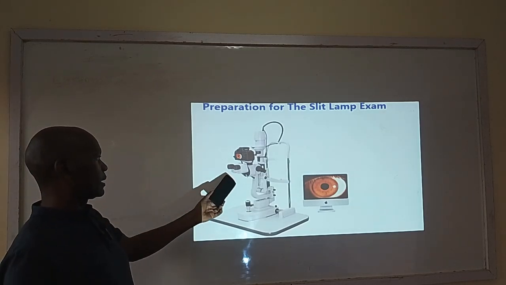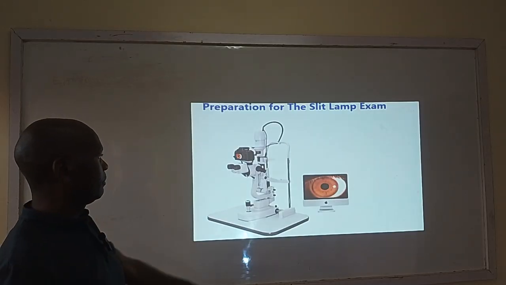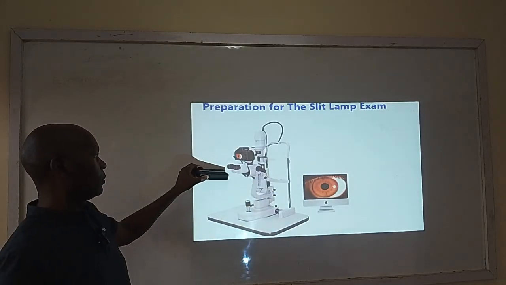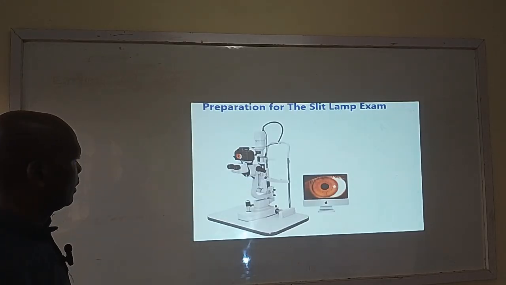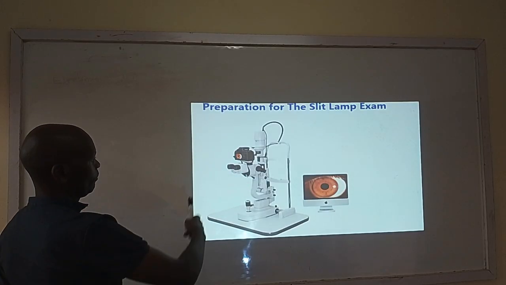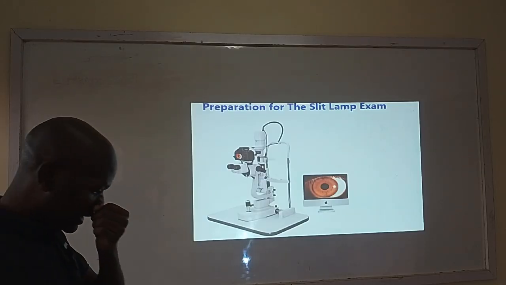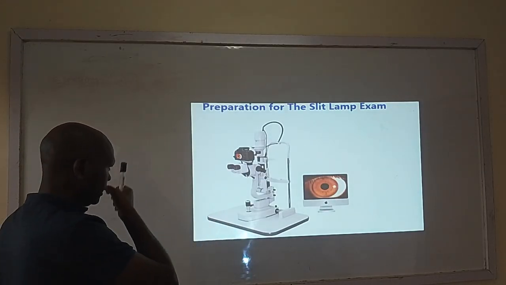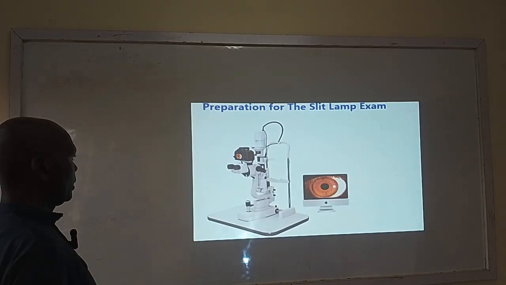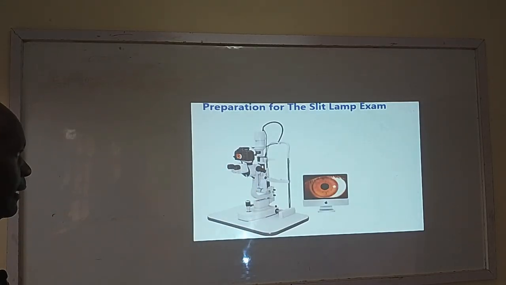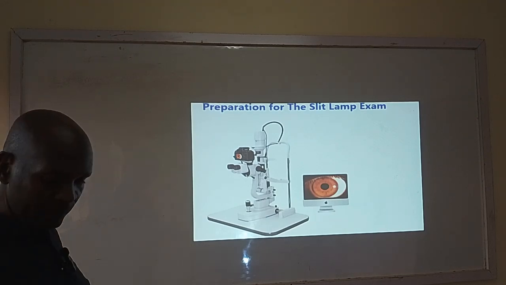So the doctor sits at this side and the patient sits on that side. You visualize through these eyepieces. There are eyepieces here. They have magnification glasses inbuilt inside here with different power that enables you to magnify and visualize the eye. So this is the slit lamp.